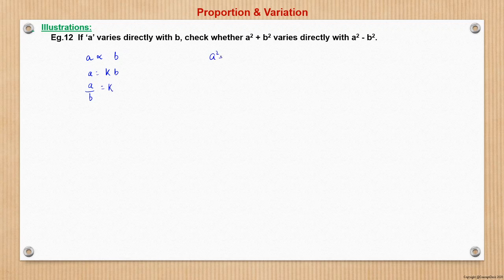Now I have to check whether a square plus b square varies directly with a square minus b square, or whether a square plus b square upon a square minus b square is some constant k1. This we have to check. So I divide numerator and denominator both by b square. So it becomes a square upon b square plus 1 upon a square upon b square minus 1, and a square upon b square will be k square. So k square plus 1, and here it will be k square minus 1.